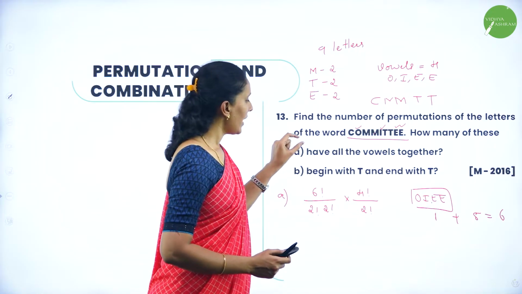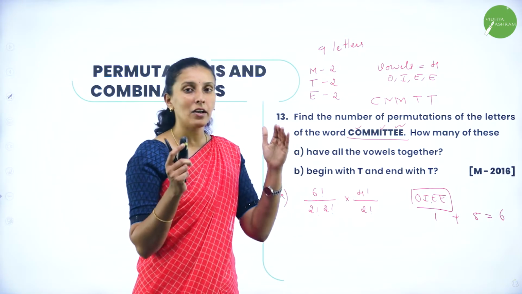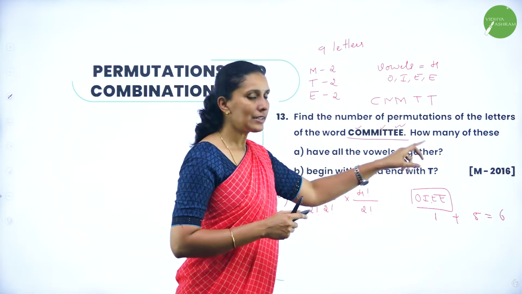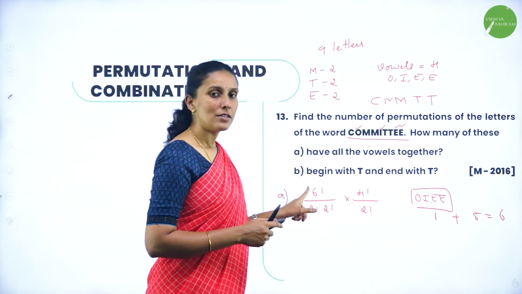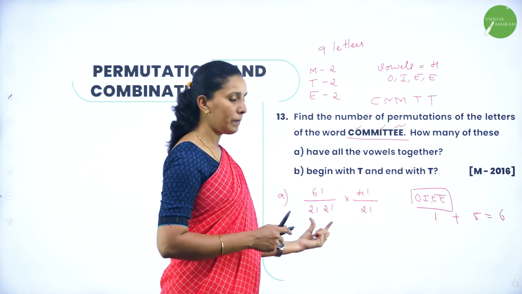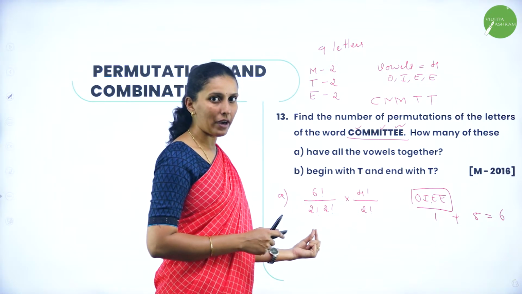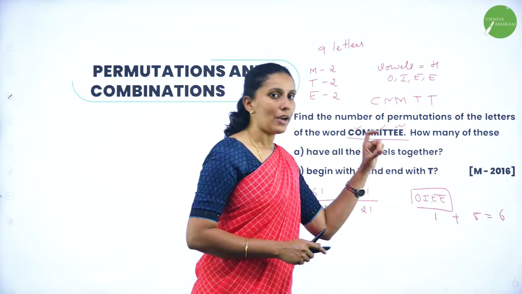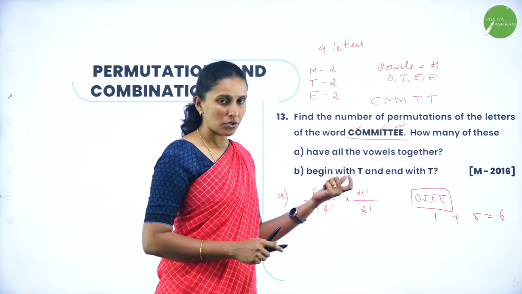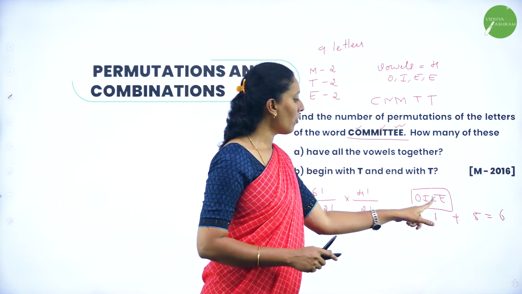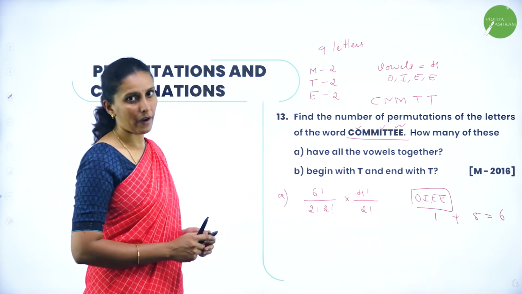So when you say all vowels are together, consider all vowels as one single unit. The remaining 5 letters along with this unit will be 6 factorial ways, but we have M and T repeating, so therefore it has to be divided by 2 factorial into 2 factorial. Also here the vowels can interchange their positions where E is repeating 2 times, so therefore it will be 4 factorial divided by 2 factorial.